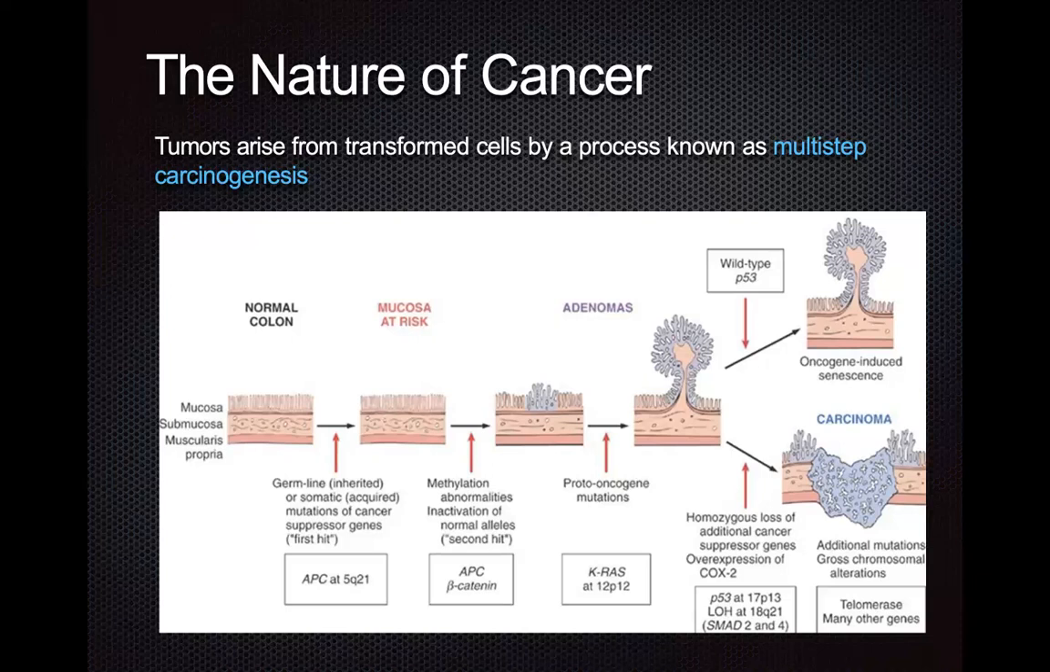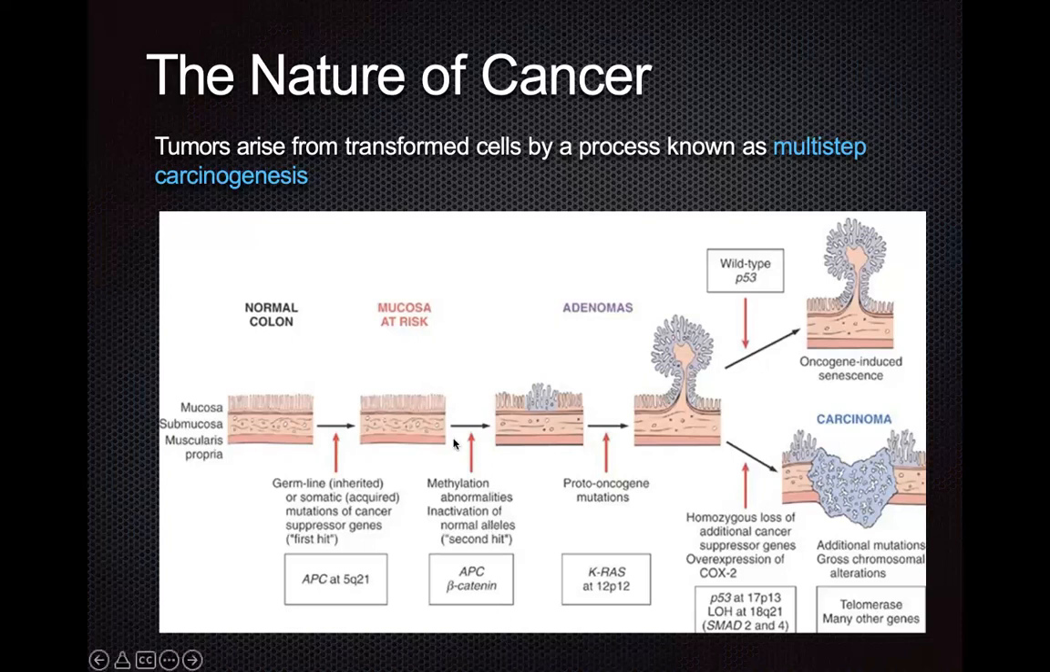Let's talk about, for example in this topic, a normal colon. In the normal colon, we have the mucosa, submucosa, and muscularis propria. What happens is that germline or somatic mutations of cancer suppressor genes, for example APC at 5q21, change the function of the normal colon. They change the structure of the mucosa, the function of the submucosa, and the constituent anatomy of the muscularis propria, and therefore the mucosa is now at risk.